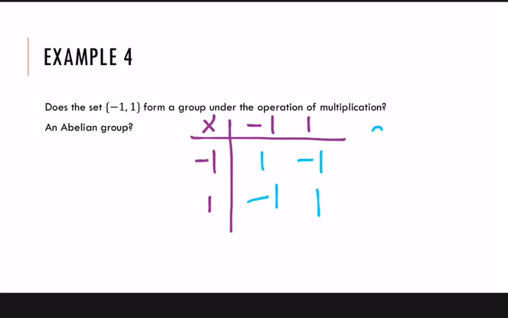So what do you think about closure? Yep, all of the answers are things that were in the set to begin with. So this is a closed system. Commutative.